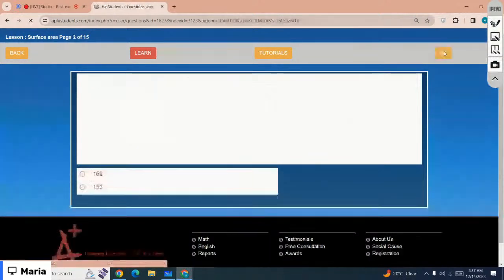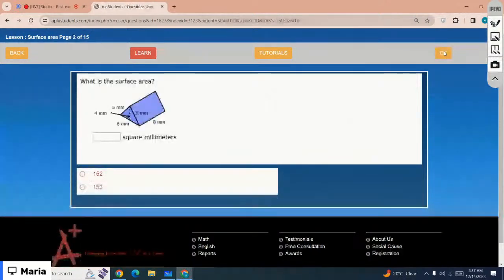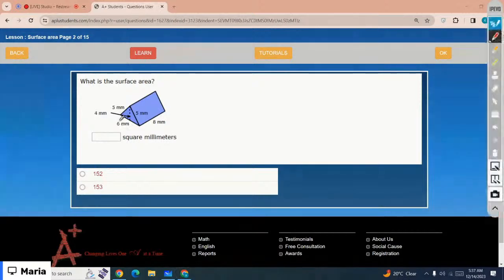Okay, the next one is, what is the surface area? That is exactly the same as what we just did. So let's calculate the triangular faces first. That is half times base 6, height 4. So 6 times 2 is 12. The other face has the same area.